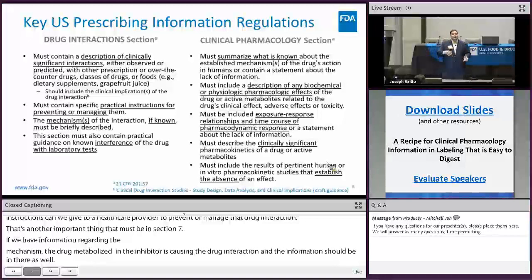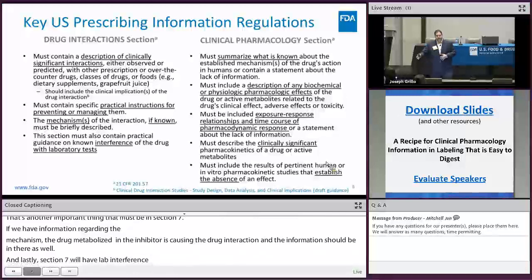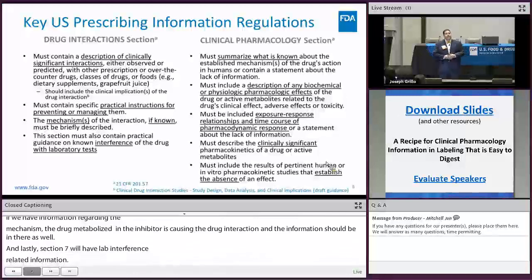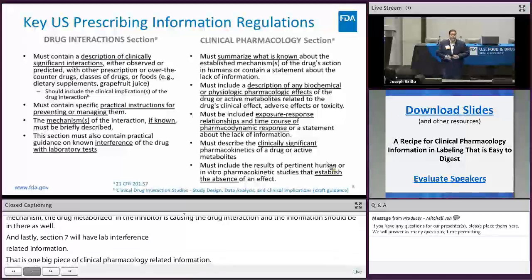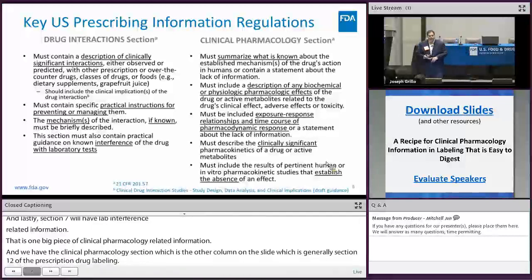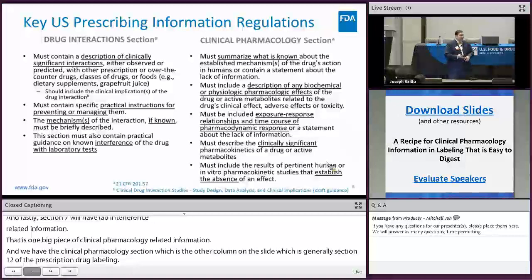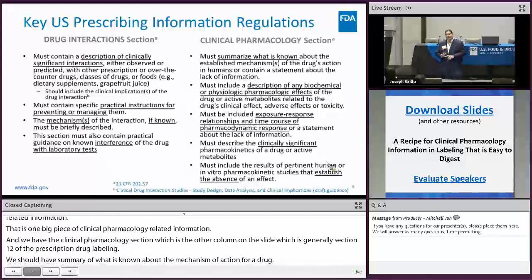And then we have the clinical pharmacology section, which is the other column on this slide. That's generally section 12 of the prescription drug labeling, and there we should have a summary of what's known about the mechanism of action for a drug. We should have information regarding the biochemical and physiologic pharmacologic effects of the drug that relate to safety and efficacy, so the pharmacodynamics. We should have information about exposure response.